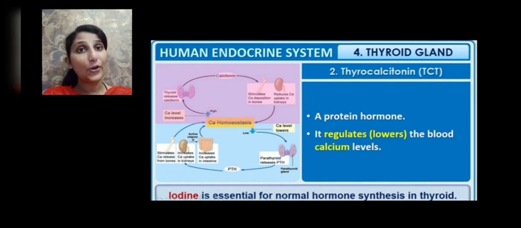In order for the thyroid gland to secrete the necessary amount of hormones, namely T4, T3, and thyrocalcitonin, it needs the adequate presence of iodine, because iodine is essential for normal hormone synthesis in the thyroid gland. So dear children, in this module we learned about the position, the functions, and the hormones secreted by the thyroid gland in our body.